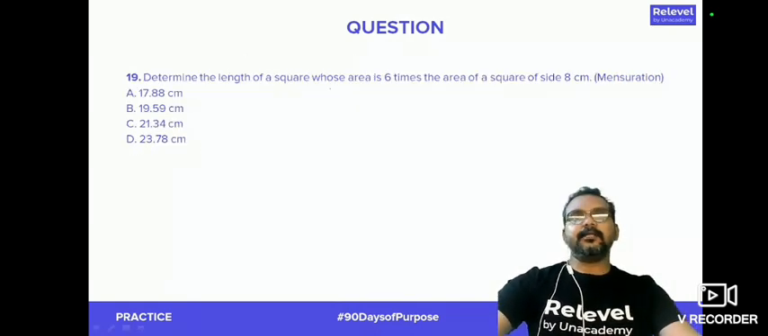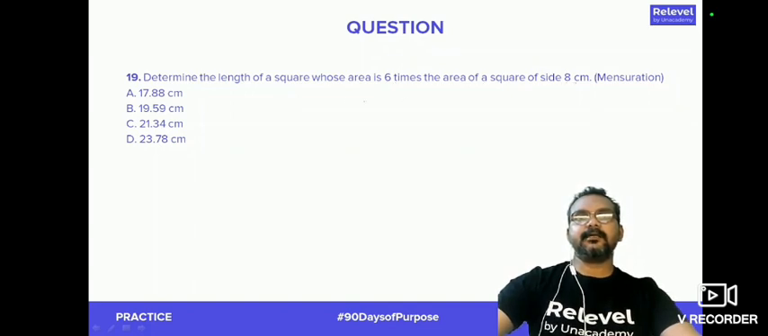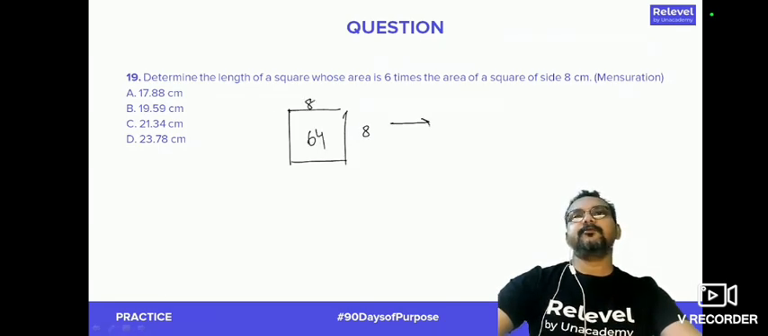Number 19, the length of a square whose area is 6 times the area of a square of side 8. So there is a square of side 8, the area is 64. The new square has area 64 times 6, so that is 384 is the new area. So the area of the new square is 384.